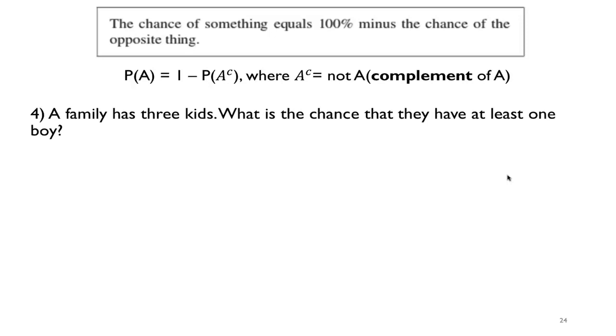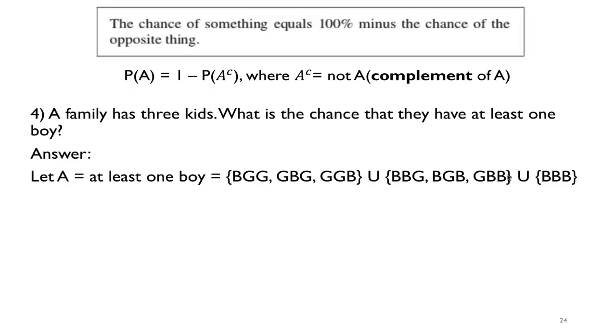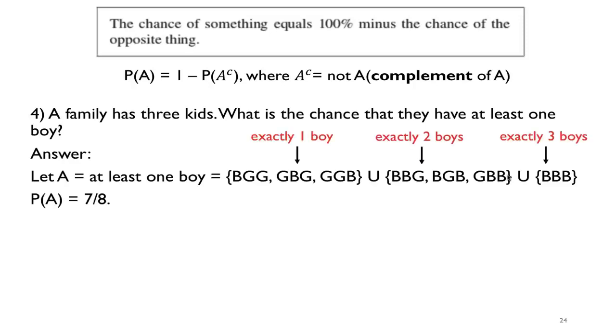So again, to go back to this problem: a family has 3 kids. What's the chance that they have at least 1 boy? At least 1 boy means either we have exactly 1 boy, which is these 3 cases: 1 boy and 2 girls, then girl, boy, girl, or 2 girls and then a boy. So this is exactly 1 boy, and then this is exactly 2 boys. You can try different orders, and then this is exactly 3 boys. To get at least 1 boy, you have to add them up, which is 7 out of 8.